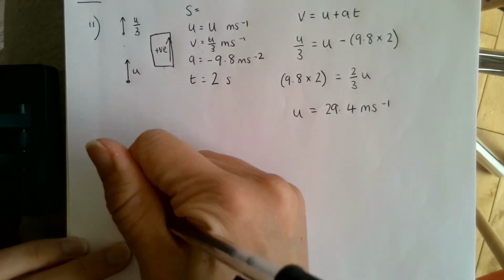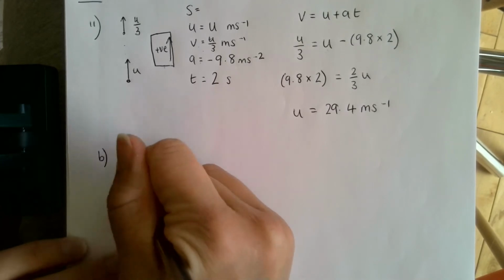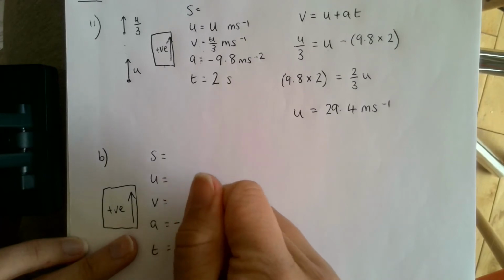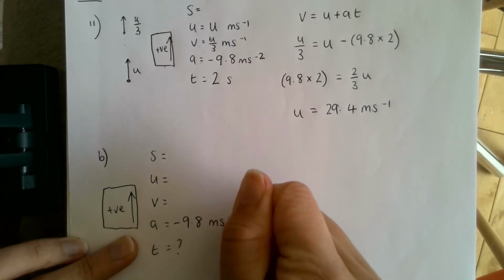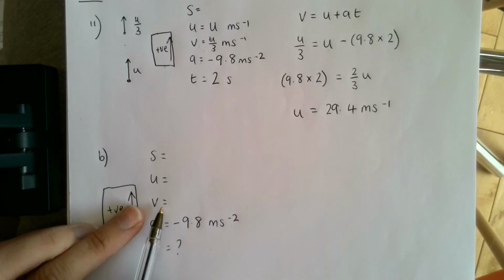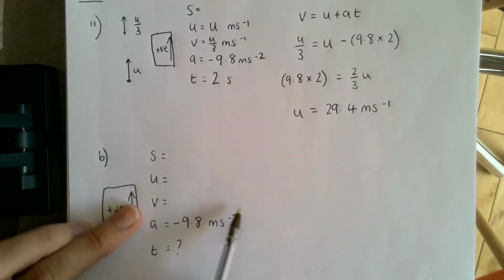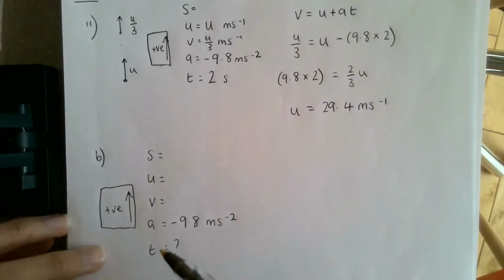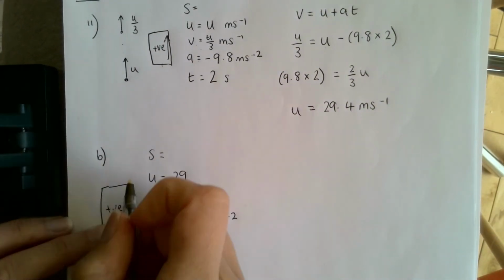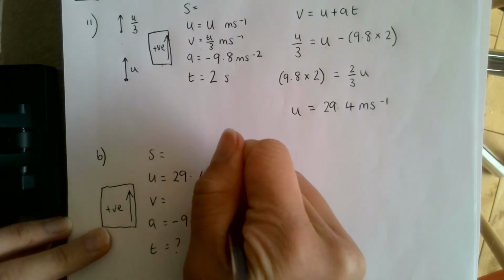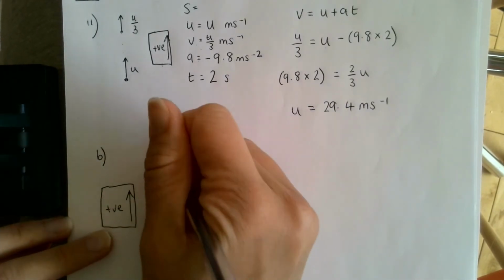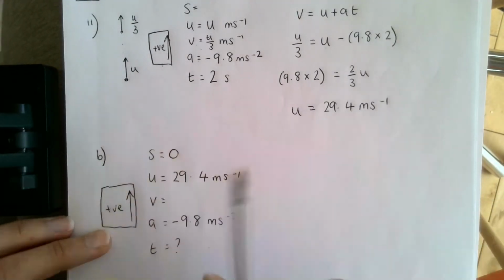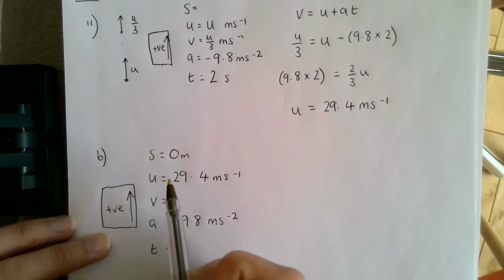I'm going to take upwards as being positive again, and so therefore the acceleration is going to be negative 9.8 meters per second squared again. v I don't really know, although I kind of know because of symmetry, but I don't need to use v in this one. u is what we've just worked out, so 29.4 meters per second, and it is upwards, so that's nice and positive. And s is going to be 0, because if it's going from its start position to where it ends up back at O, then the displacement is 0 meters.